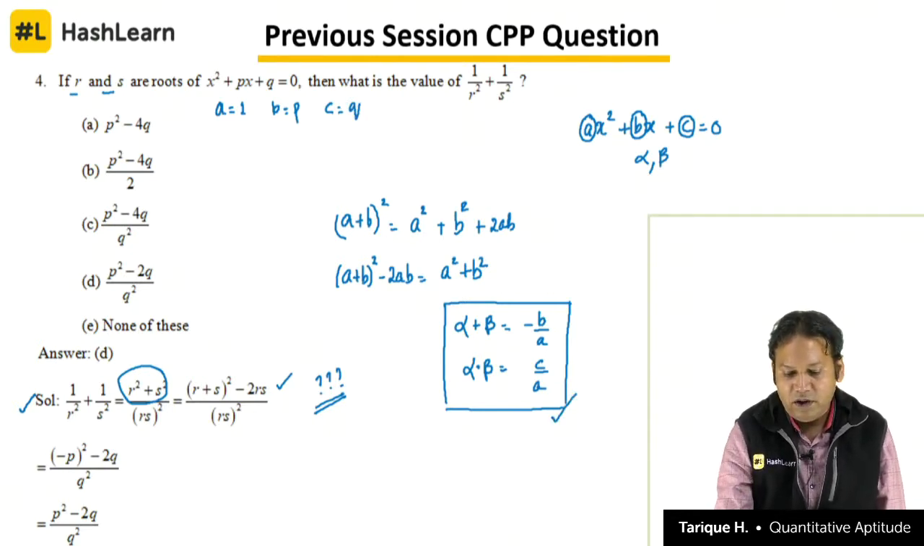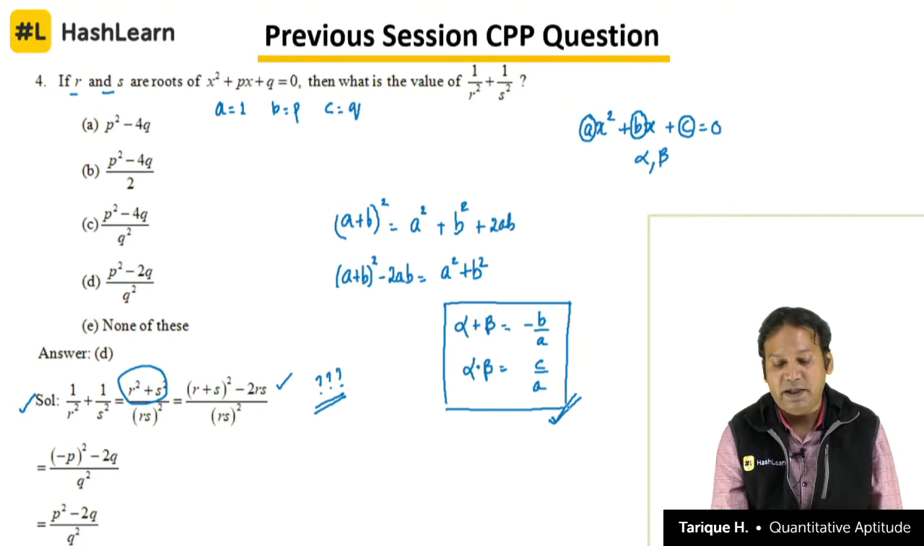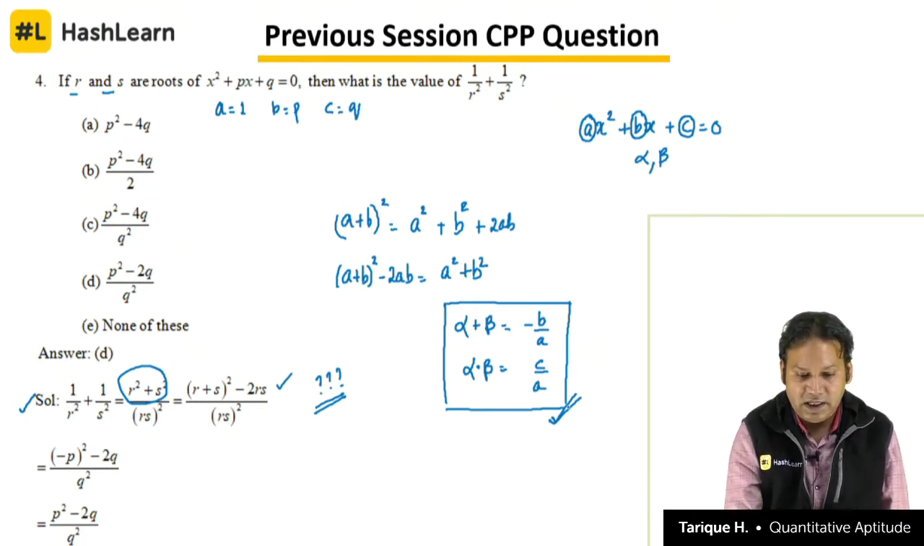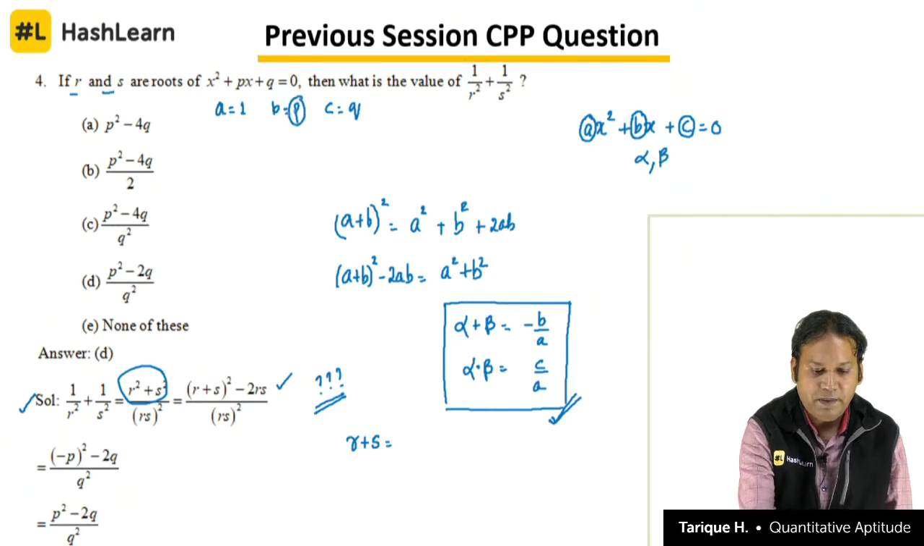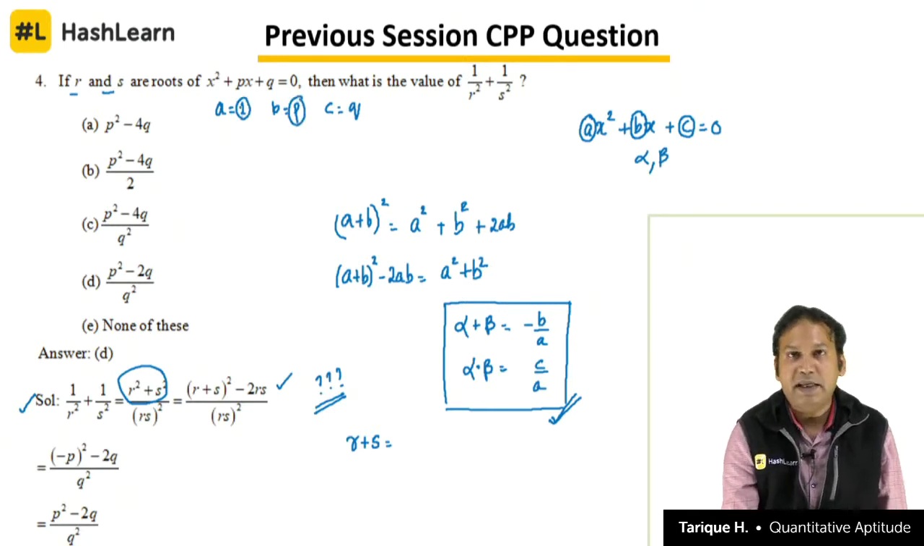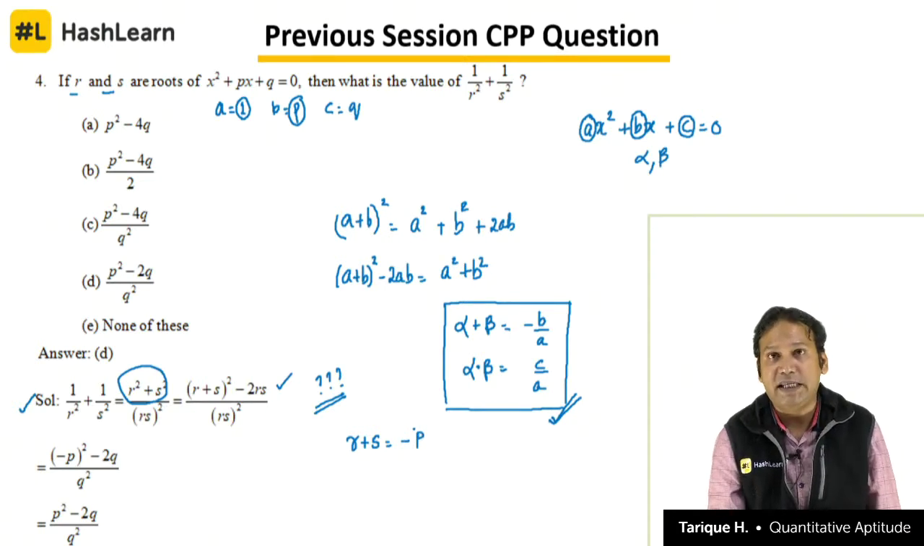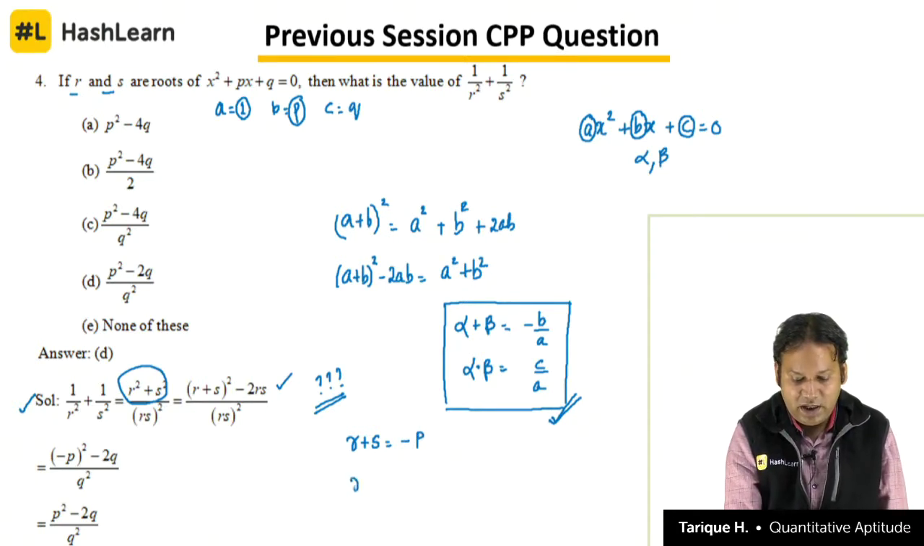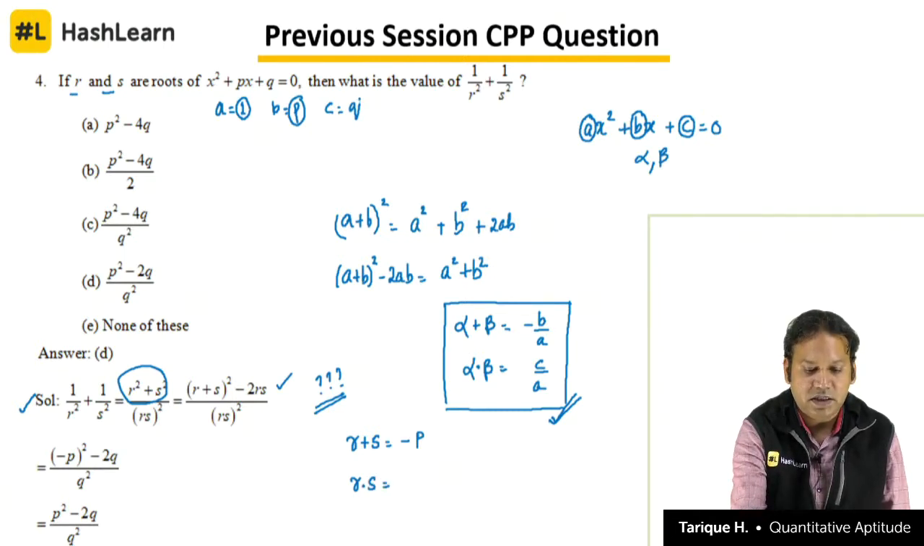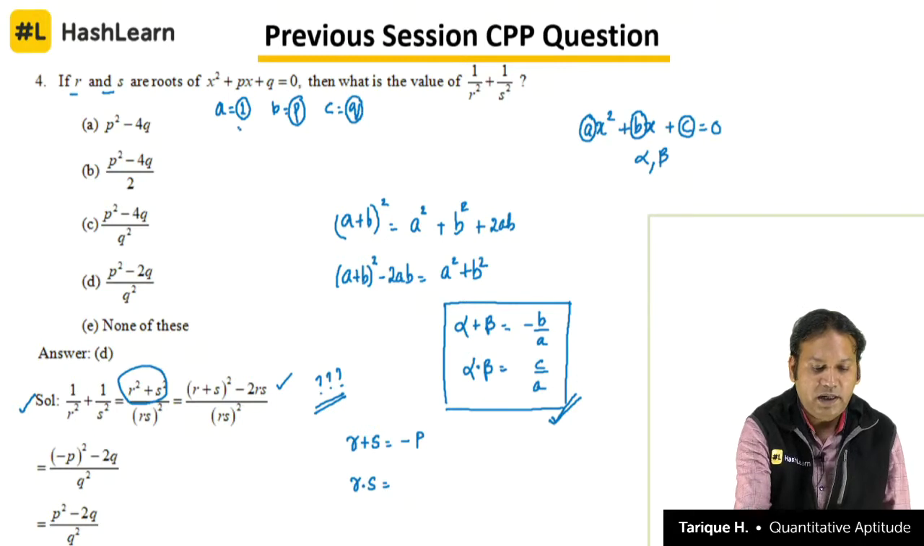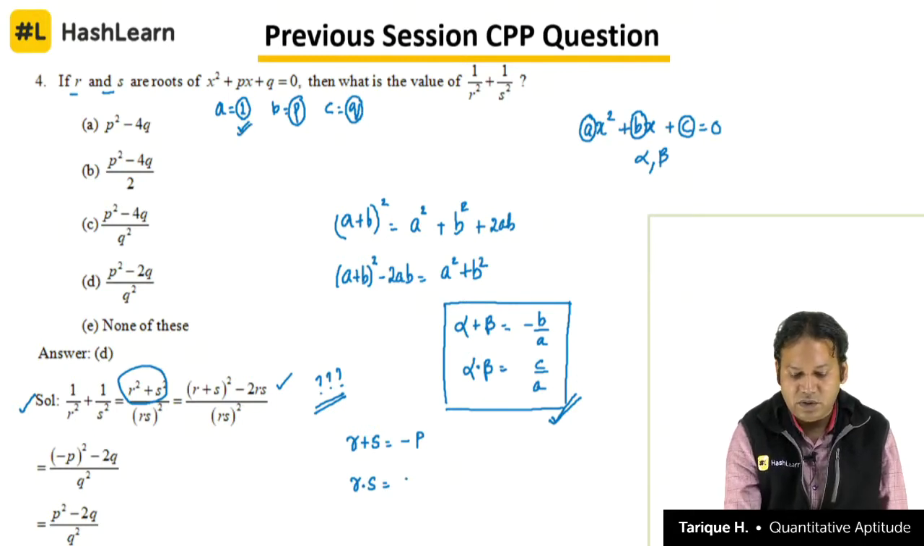So using the formula alpha plus beta as minus b by a and alpha into beta as c by a, we can say that r plus s is equal to minus b by a. What is b here? P. And what is a here? 1. Minus p by 1, that means minus p. What is r plus s? Minus p. And what is r into s? Alpha into beta is equal to c by a. C is q here and a is 1. So q by 1 is equal to q.